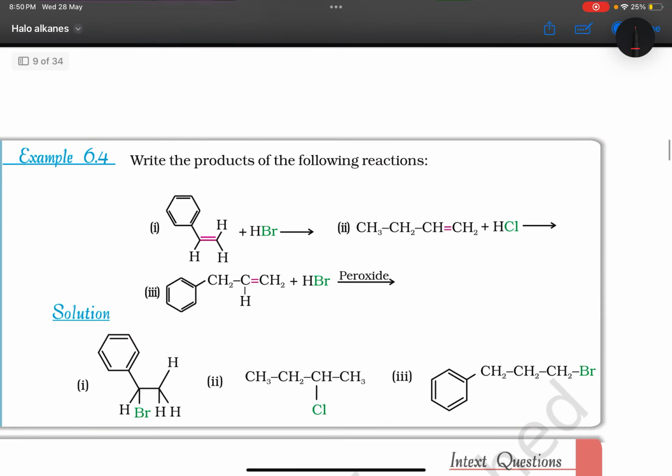Write the products of the following reactions. You see, this is HBr. When you are using HBr, you see the plus charge is stable here because this is attached to benzene. Stability will be there. So bromine will be coming here. Bromine will come here, hydrogen will come here. See here, this place will be H, this place will be chlorine, normal Markovnikov addition. This is again, okay, now, because this is nothing special, hydrogen will be added here, bromine will be added here. Oh, peroxide is here, isn't it? When peroxide is there, it is anti-Markovnikov addition, so bromine will be coming here.